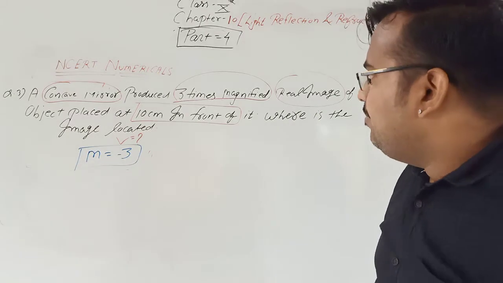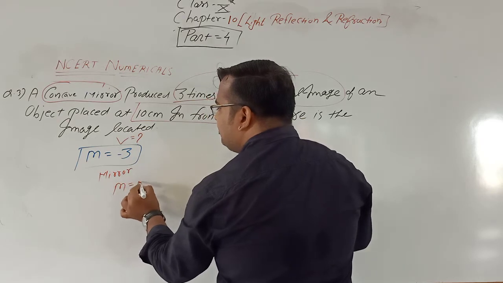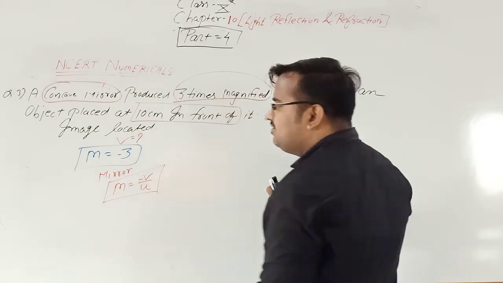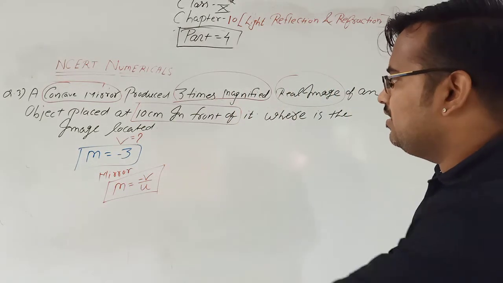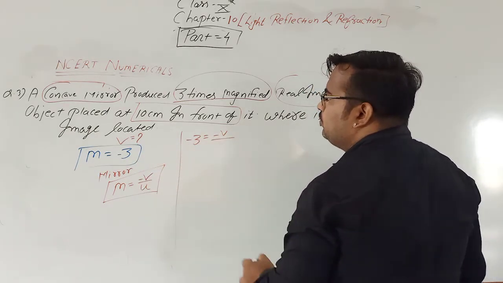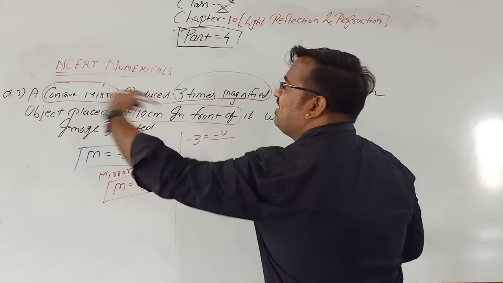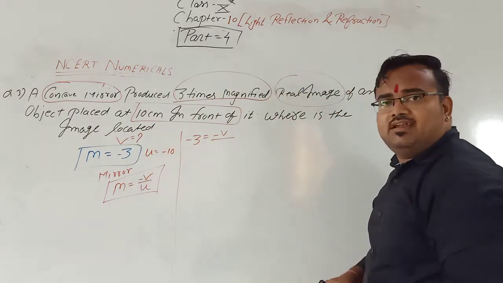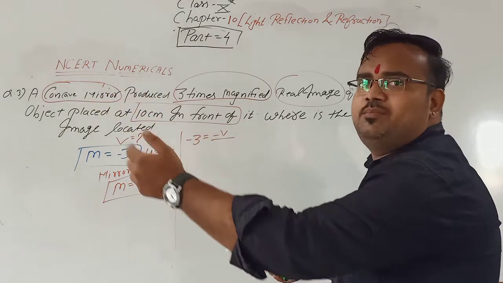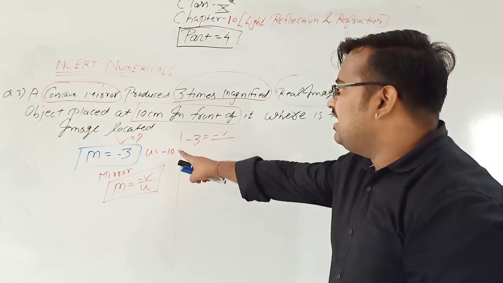Now, in case of mirror, magnification is equal to minus v upon u. Now, magnification is minus 3, which is equal to minus v upon u. u is object distance, and it is given 10 centimeter in front of the mirror. That means minus 10. Object is placed 10 centimeter in front of the mirror, that means u is negative.